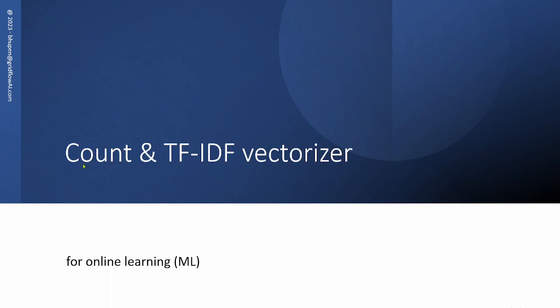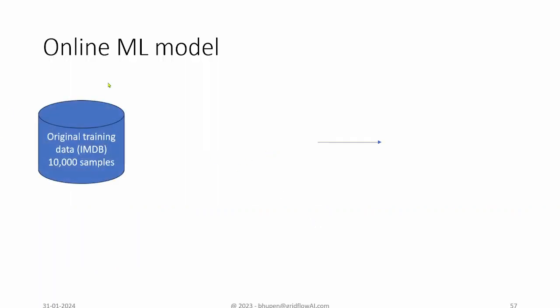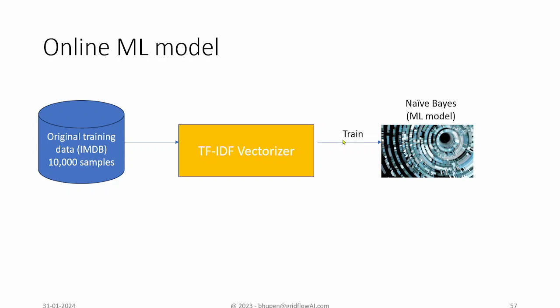Okay, so we're going to see how or if count vectorizer or TF-IDF vectorizer can be used for online machine learning model development. So let's say you have a training set, 10,000 samples, and these samples go through the vectorizer. I'm taking an example of TF-IDF vectorizer. And after the vectorization, the training process will begin. And let's say we use multinomial naive Bayes and we train the model.